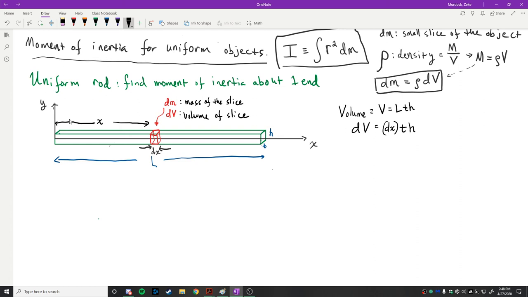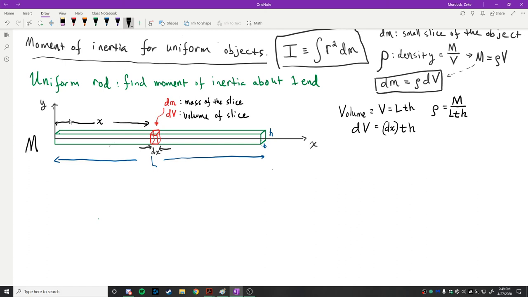What's rho? Well, rho is density, right? So in this particular case, let me tell you that the total mass of my object is M. That's the total mass of the object. And the density then would be mass divided by the volume, but the volume is right there. So it's mass divided by L times t times the height.